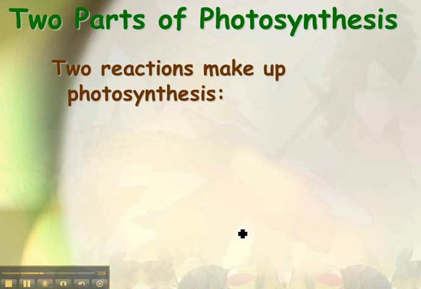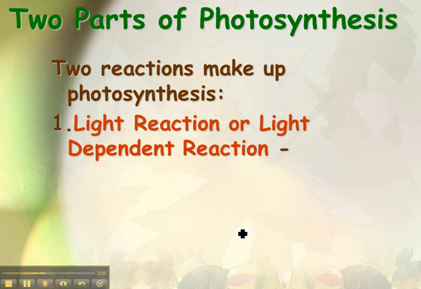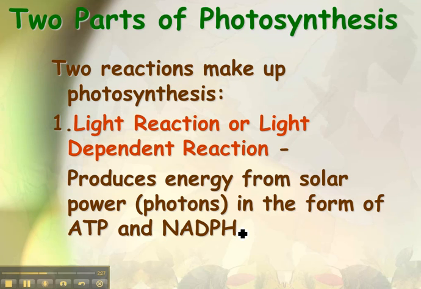So our 2 different reactions that make up photosynthesis. The first one is the light reaction or light dependent. So this one, like the name implies, needs the sun. It needs light. And what's happening is it's going to produce energy from the solar power of the sun, which are in the form of photons. And it produces that energy in the form of ATP and NADPH. So we have a lot like that NADH, like cell respiration, but you can consider that P like for photosynthesis.